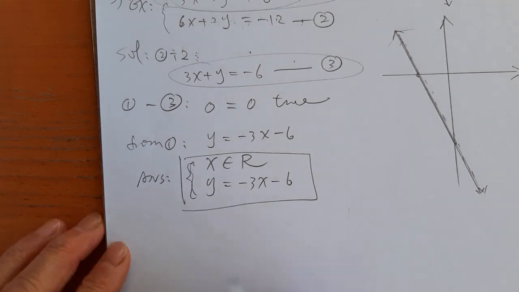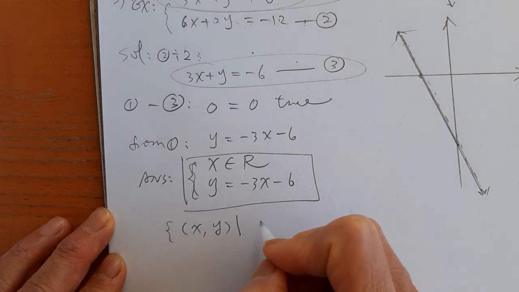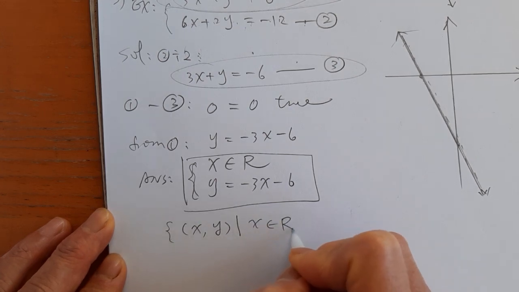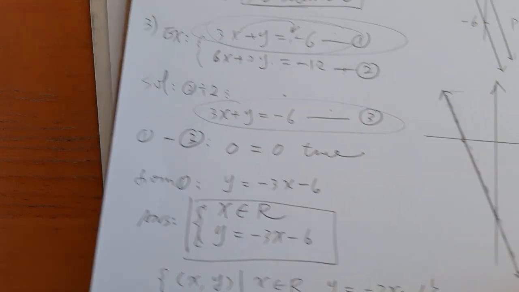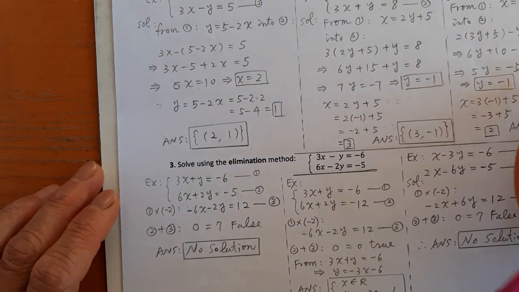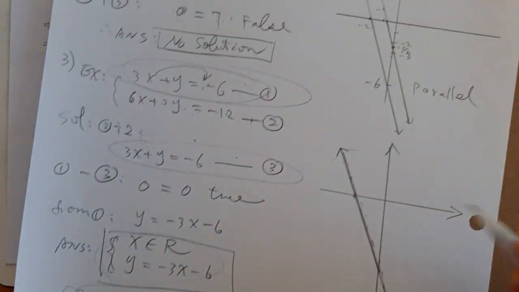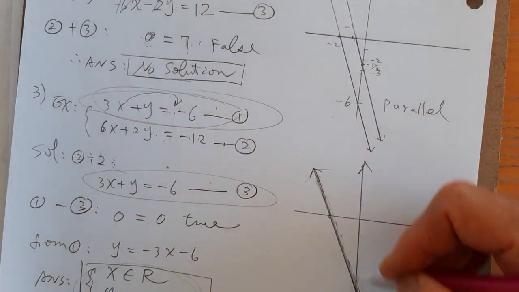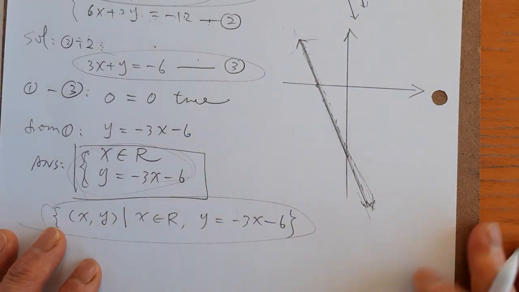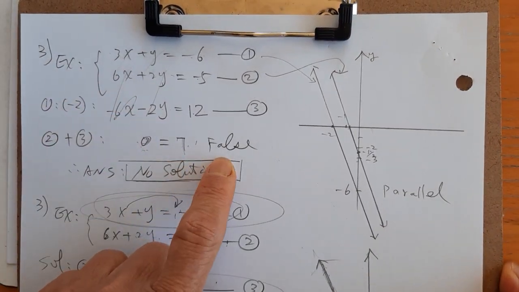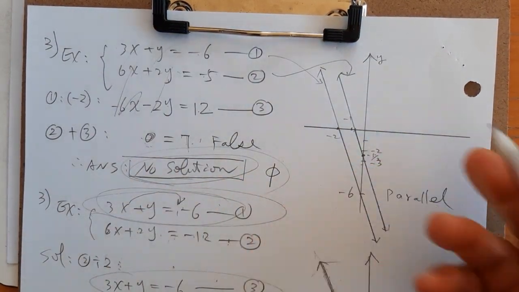And there's another way to write the solution. You can write it in set notation: the set of (x, y) such that x belongs to R and y equals negative 3x minus 6. That's the set notation way. Either way, you can put the linear system way or the set notation way. There are infinite solutions because the two lines are the same line overlapping. In the previous example, this was false, so the two lines are parallel with no intersection point. The solution is no solution, or put the empty set.